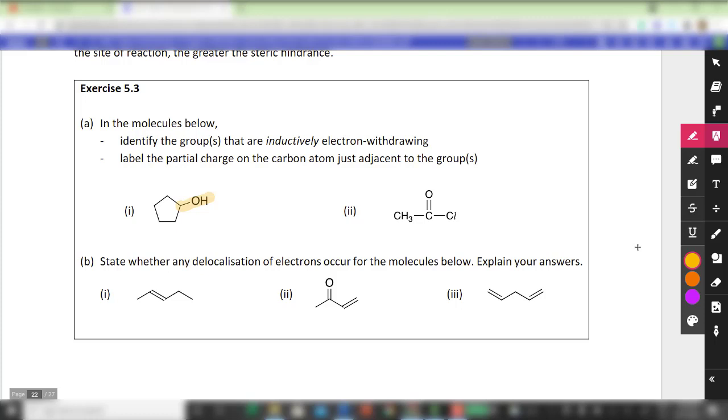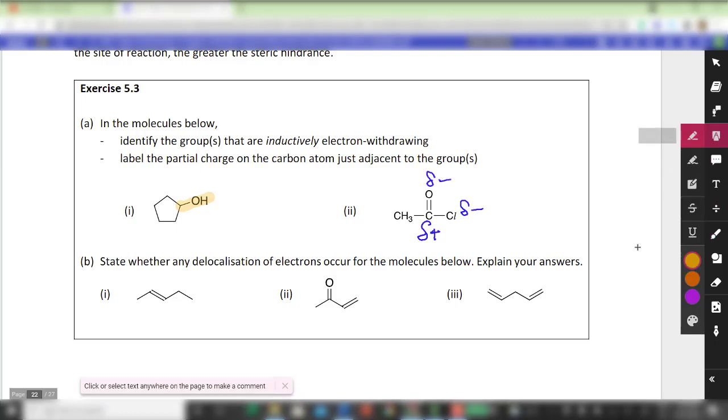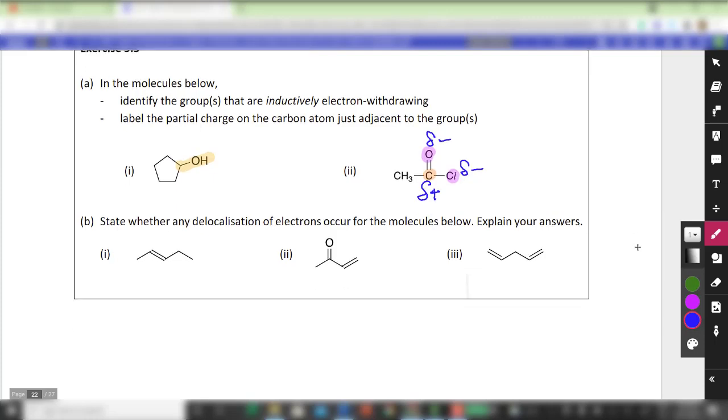And then over here, if you just put a delta minus, delta plus, the carbon here is flanked by two electronegative elements. So therefore, the two groups that are withdrawing are the O and the Cl. So it will make the carbonyl carbon, as this is known, highly electron deficient. So it will be highly susceptible to nucleophilic attack. That's usually the term we use in H2.